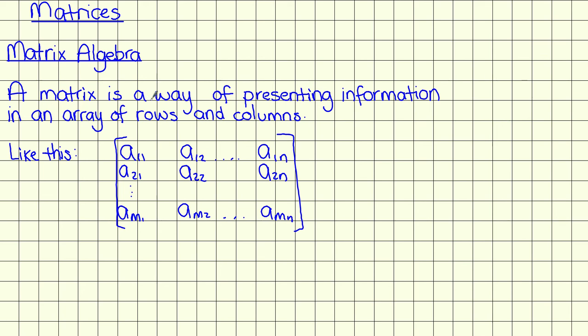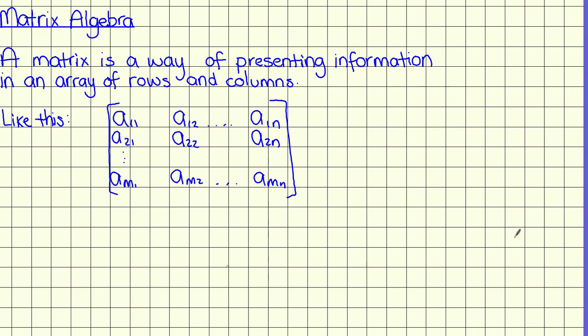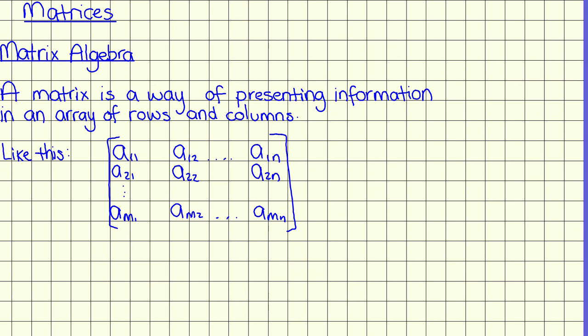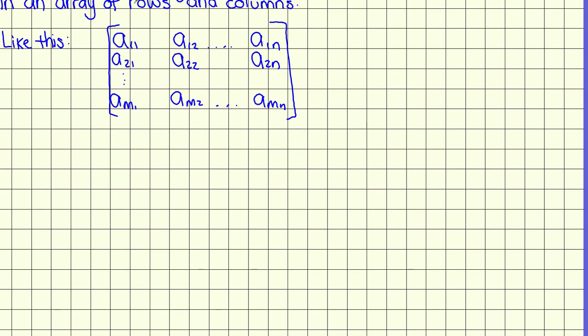It says here, a matrix is a way of presenting information in an array of rows and columns like this. So it looks very similar to a vector, but it's got square brackets around it. And we just say like this, A11 is row 1, column 1 as well. Feel free to pause the video and copy this in. I'm just going to go on to the first example.